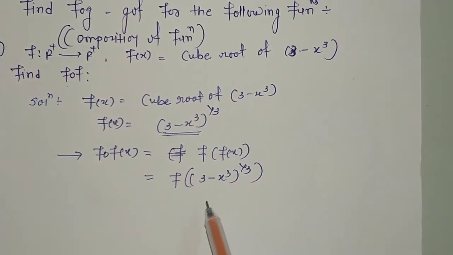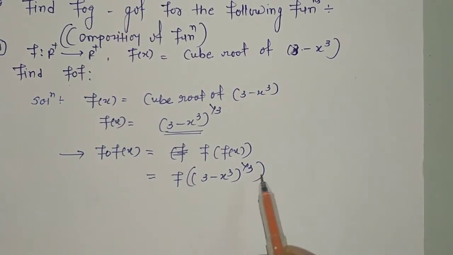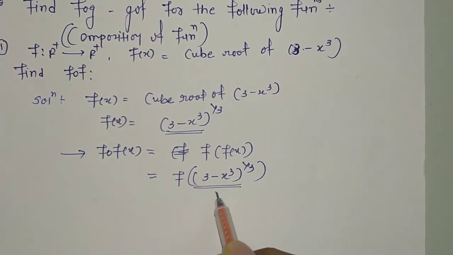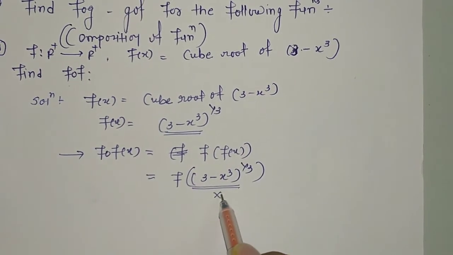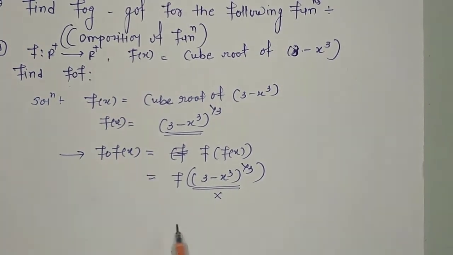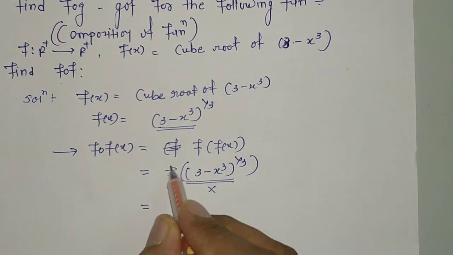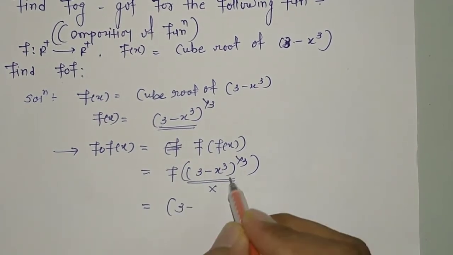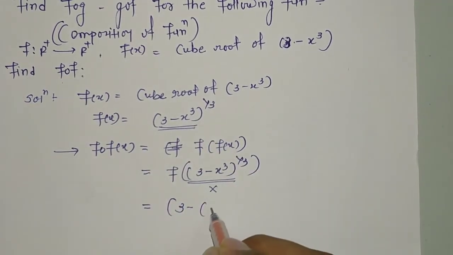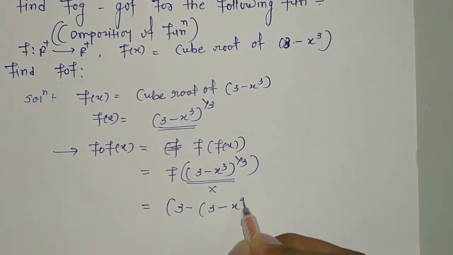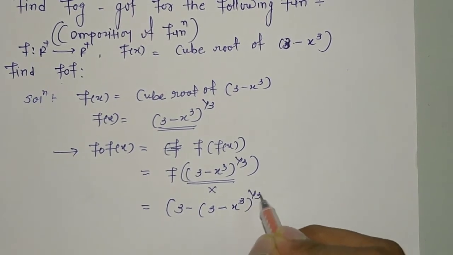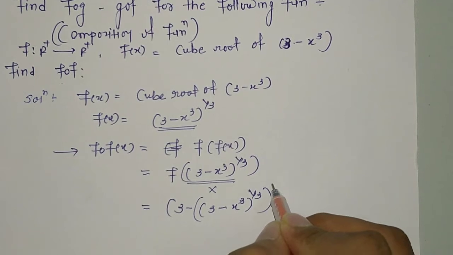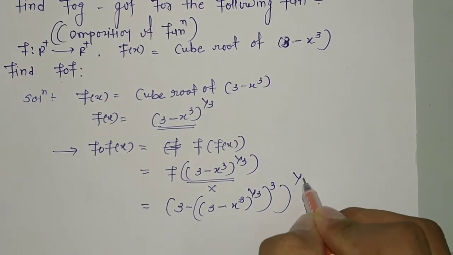So that's f of (3 minus x cube) raised to 1/3. Now consider this as capital X, and put this value in place of x. Now we have to put this value in the function f. So 3 minus x cube is this, so (3 minus x cube) raised to 1/3, raised to cube, whole raised to 1/3.